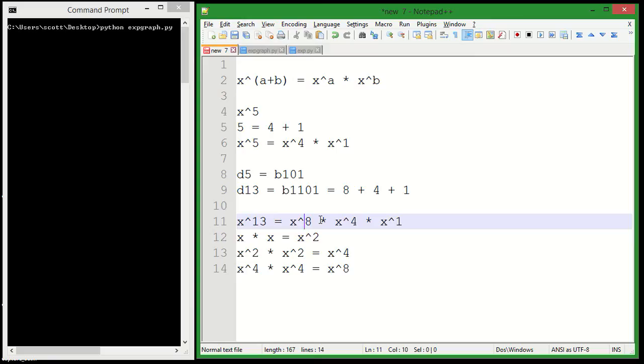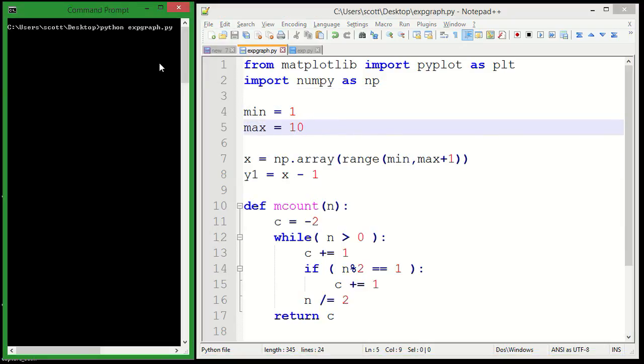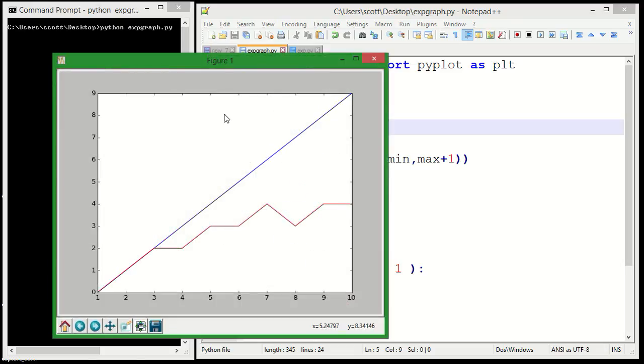So I made a program that shows us how many multiplications it takes in our original method and this new method, and it will graph it for us. And this code is going to be in the description, so you can play around with it yourself later. I'm just going to run it. So the blue line is how many multiplications the original method took, and the red line is how many multiplications the new method took. So x to the 1st power doesn't require any multiplications, x to the 2nd power requires one multiplication for both methods, and so on.